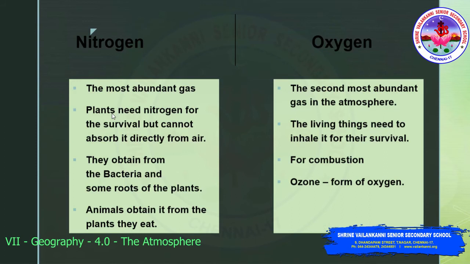The next one is oxygen. As we saw, it is the second most abundant gas in the atmosphere, and it is important because living things, including human beings, need oxygen to inhale, that is, breathe in, for their survival. This oxygen is also essential for combustion. Combustion means burning matter. And ozone is a form of oxygen.